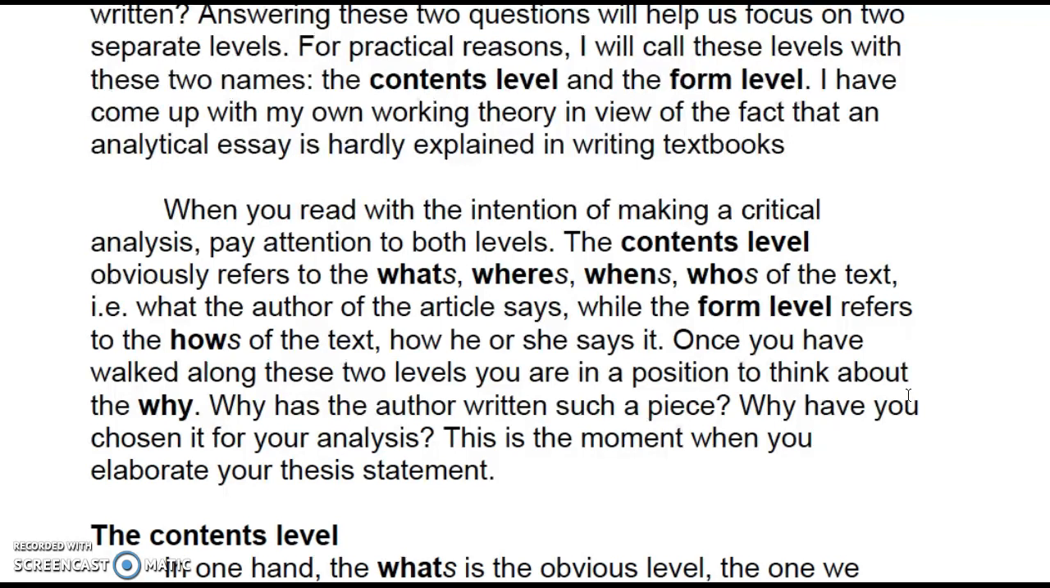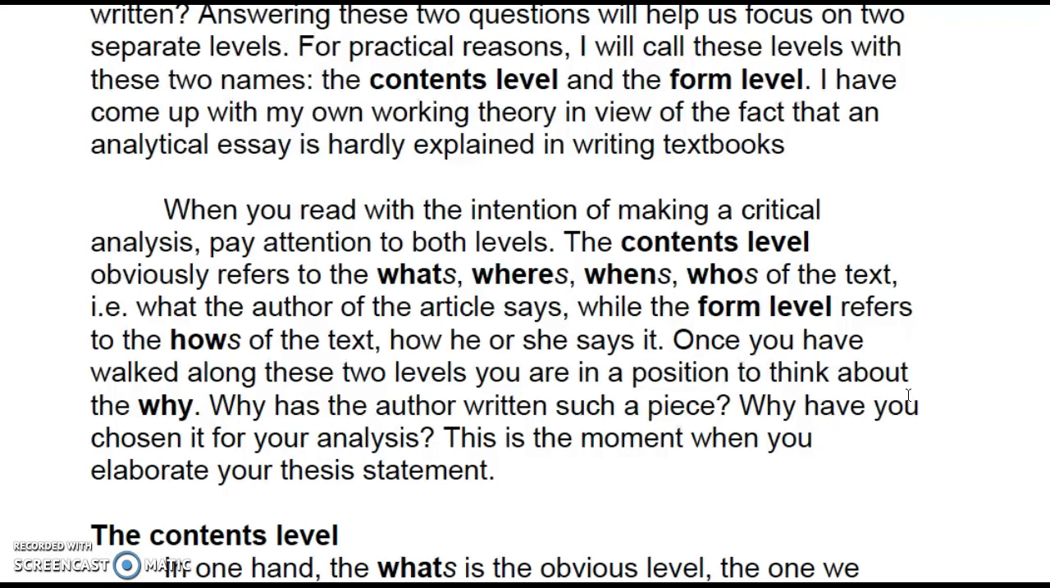The form level, which is the second level, refers to the hows of the text. How is the information presented? What are the devices that the author has used? What are the tricks that the author has used to present information? Not only the contents, the ideas that are present and easily traceable, but how the different devices the author has used to win your favor, in a way of speaking.